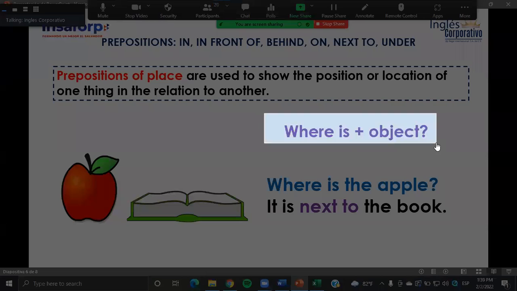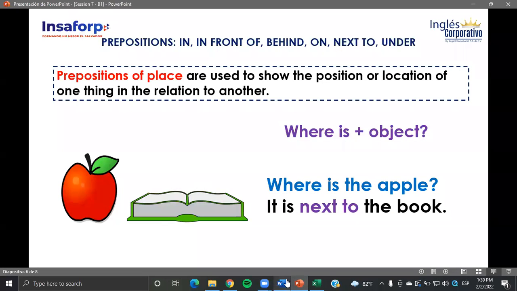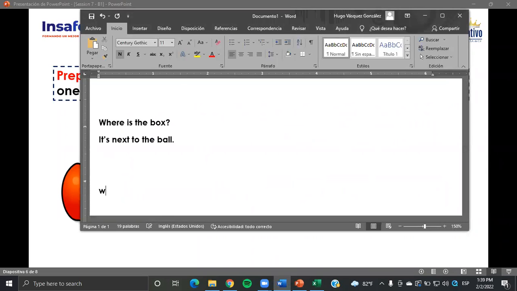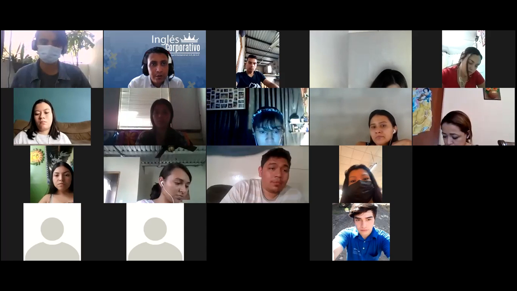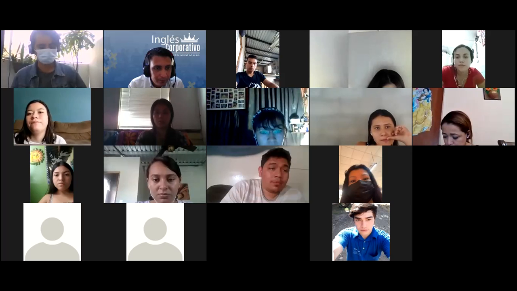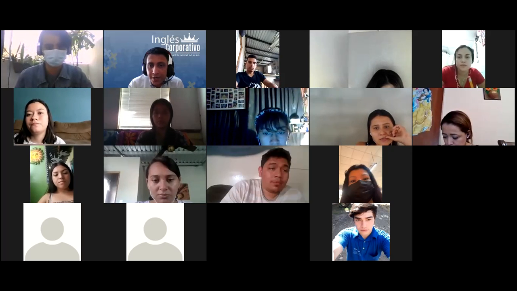Where is Brasilia? Of course, we have two ways, as you saw last class. One possibility is where is plus the object, in this case a singular form. But there is another way, you can say where are plus the objects, so this is your plural form. As we saw last session, let me show you that example over here.